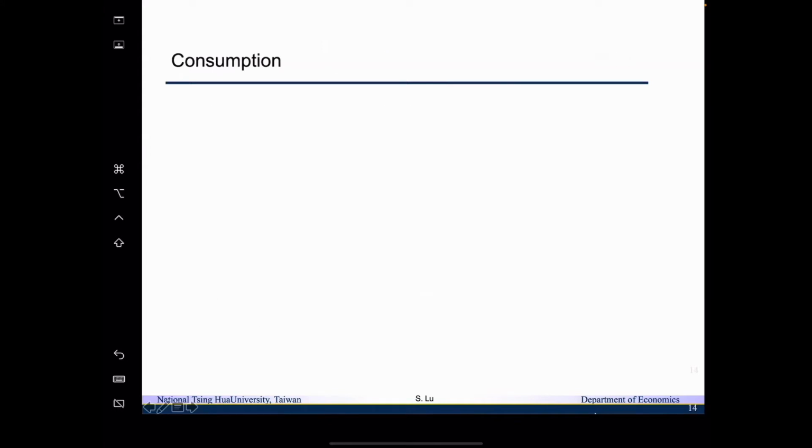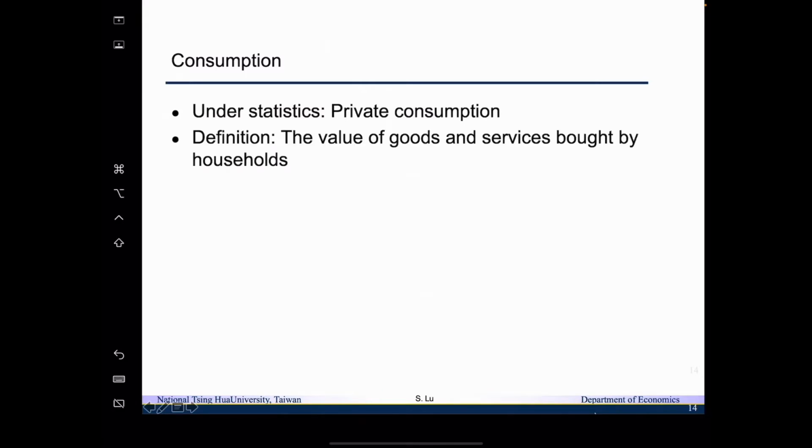The first component is called consumption. In statistics, it is called private consumption. It is the consumption by the private sector. The definition of consumption is the value of goods and services bought by households. You can think of it as the spending by domestic households on final goods and services. In the US, this number is about 2/3 of GDP. In Taiwan, the number is about 60% of the GDP. Of course, this number may change over time.